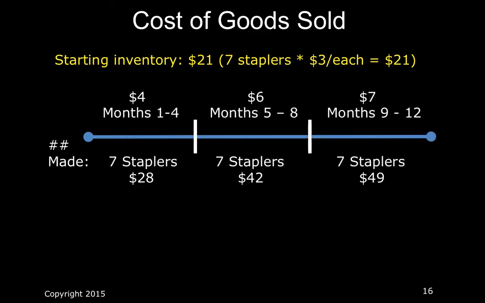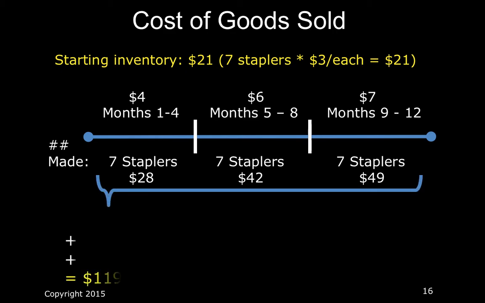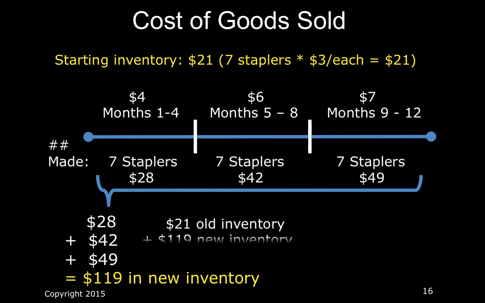Here's the timeline for the staplers made in year 2, which shows that the company spent $28 creating the inventory in the first 4 months of the year, $42 in the second 4 months, and $49 in the third 4 months. The total amount spent creating new inventory during year 2 was $119. We add that new inventory to the old inventory carried over from year 1 to get current inventory of $140.